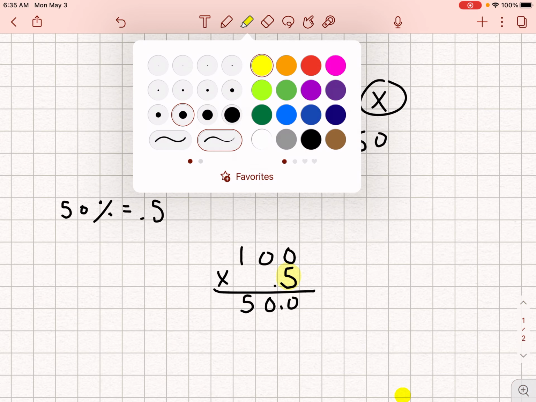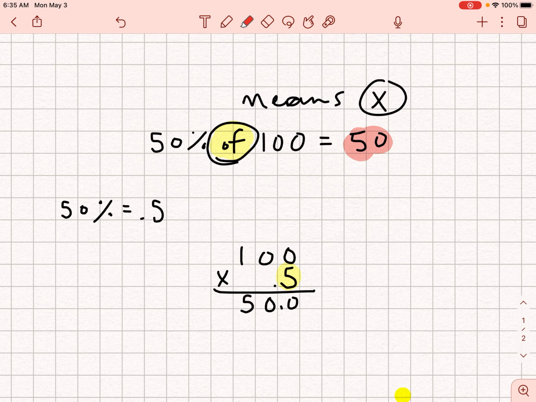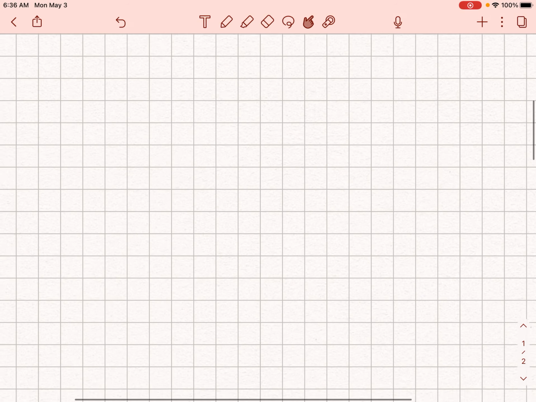And what we see is that my common sense answer that I got up here, because I knew that half of 100 is 50, is the same as the answer that I got by solving this problem with this series of steps here. Let's try 2 more problems. One I'll do along with you, and the other I'd like you to try on your own. So in your math notebook, please follow along. Okay, so let's try something a bit more challenging.